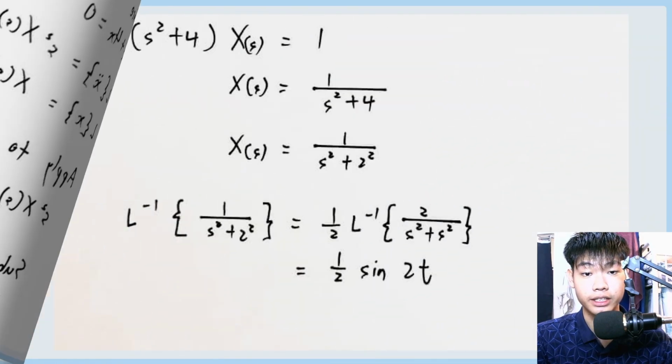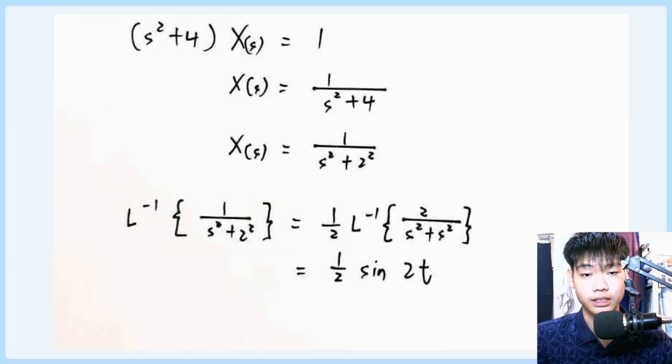By simplifying the equation, we will get X(s) is equal to 1 over (s squared plus 2 squared). By using inverse Laplace transform on X(s), we will get the final answer, 1 over 2 sin 2t, which is the same answer that we obtained from part A by using the homogeneous equation. Now I will pass it to my teammate to explain the conclusion.